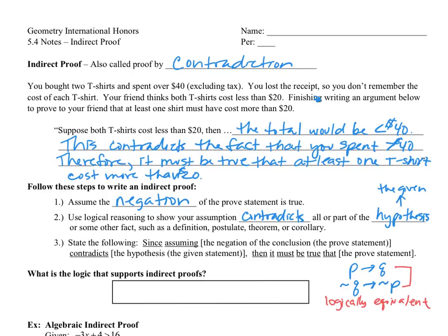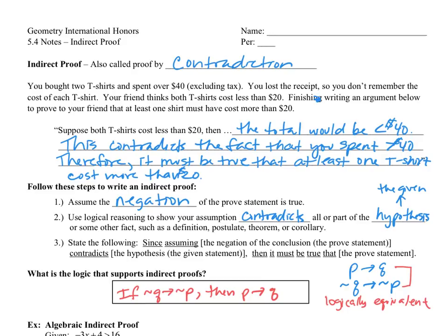So, in other words, if not Q implies not P, if that's a true statement, if a contrapositive is true, then by the law of logic and the fact that a contrapositive and a conditional are logically equivalent, it's going to be true that P implies Q.